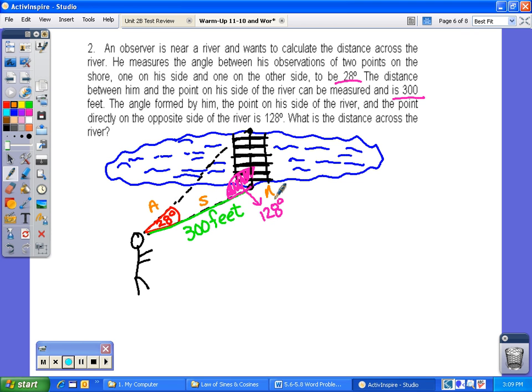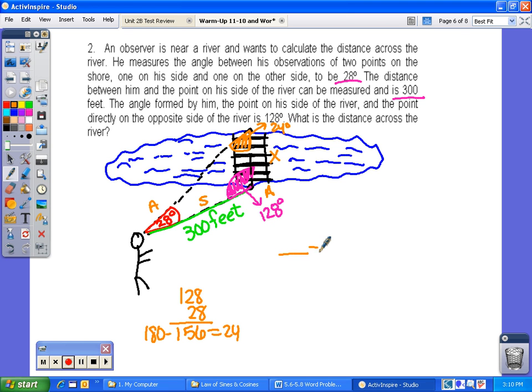ASA. So because I have ASA from my picture, I'm going to use the law of sines. They want to know the distance across the river. So we are missing some information. We're missing this top angle here, which will allow us to do the law of sines. So we're just going to add 128 plus 28, which is 156. Subtract that from 180, and we get 24.